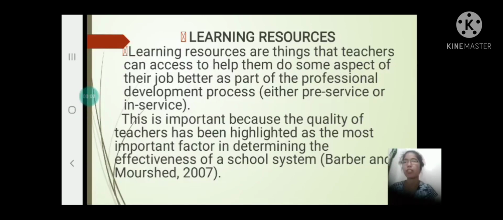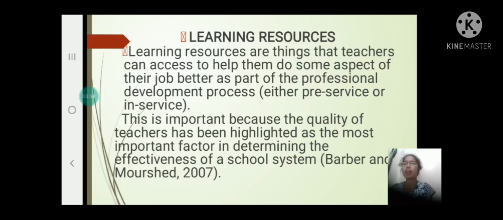My name is Eliosa. My first topic is learning resources. Learning resources are things that teachers can access to help them do some aspect of their job better as part of the professional development process, either pre-service or in-service. This is important because the quality of teachers has been highlighted as the most important factor in determining the effectiveness of a school system.